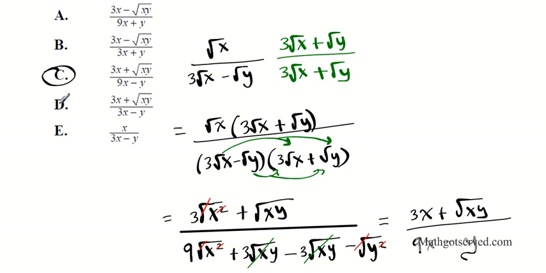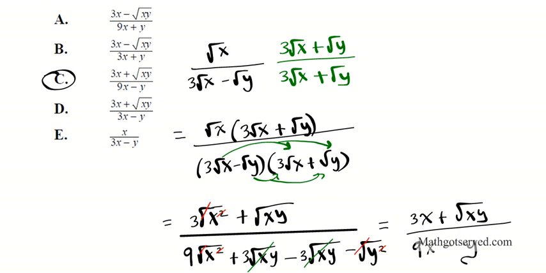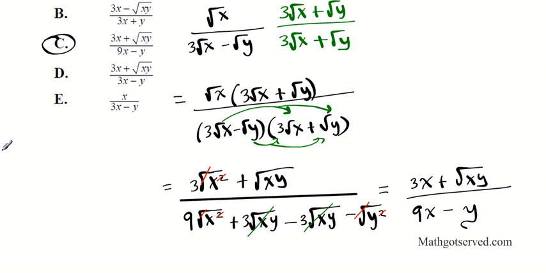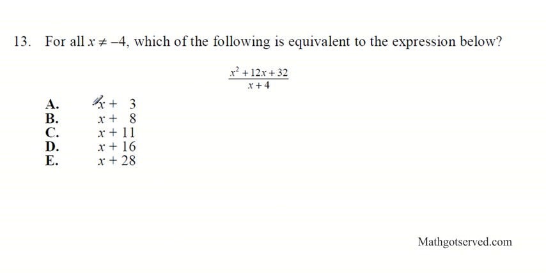Alright? So, let's see. Our answer is going to be option letter C. Okay? So, what is this? Number 12 is C. Okay, now let's move along to question 13.